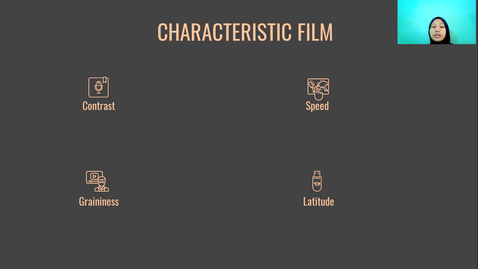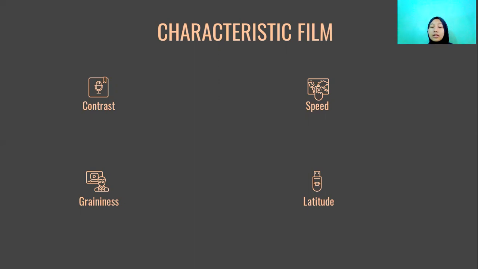The second characteristic is speed. Speed is the ability of the film to receive rays to obtain shadows at specific density levels. Film speed is affected by the size of silver halide crystals, the thickness of the emulsion layer, and the sensitivity of silver halide crystals to spectrum colors.